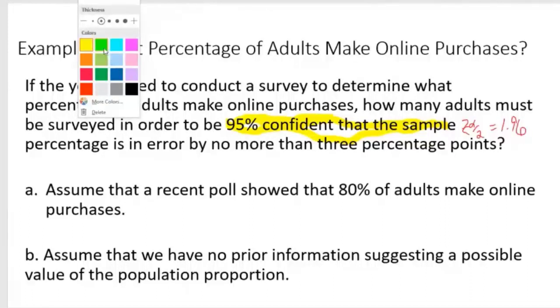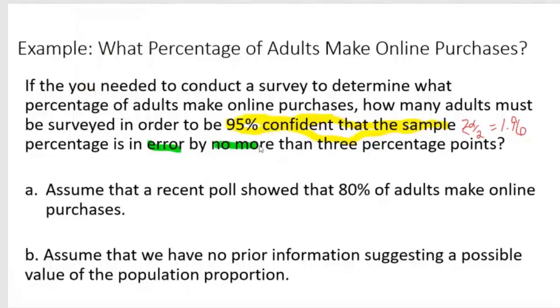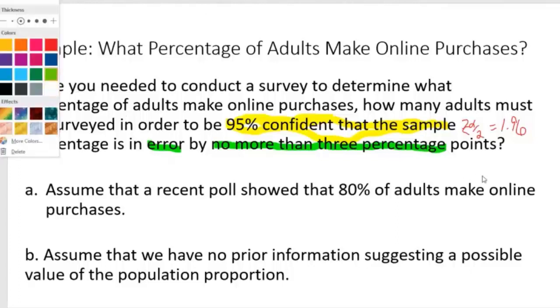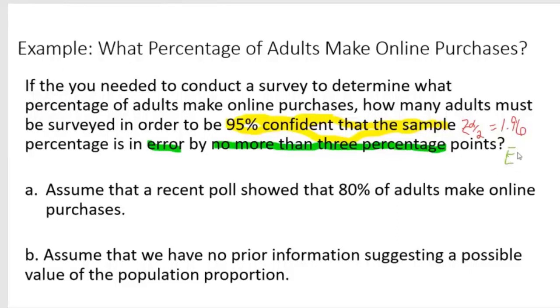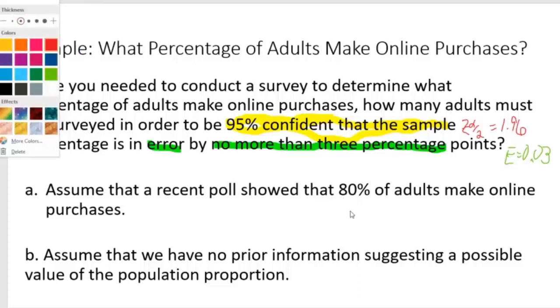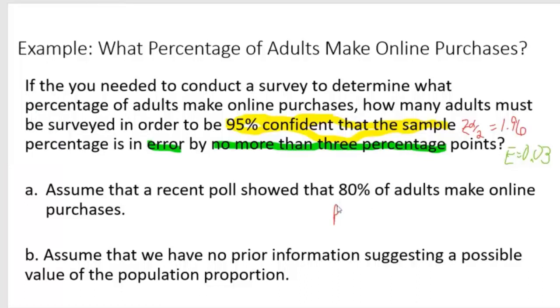But then it also says that I want to be 95% confident that my error is no more than 3 percentage points. So what that is telling me is that the E is 0.03. In part A, we can assume that we have a survey that showed that 80% of the adults make online purchases. That means we have a p-hat of 0.80.